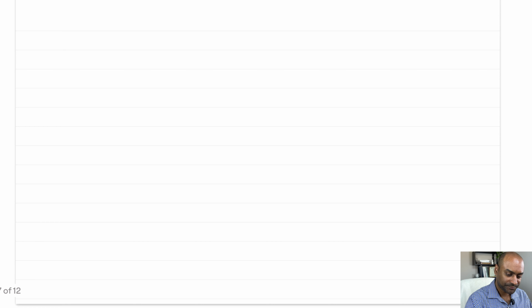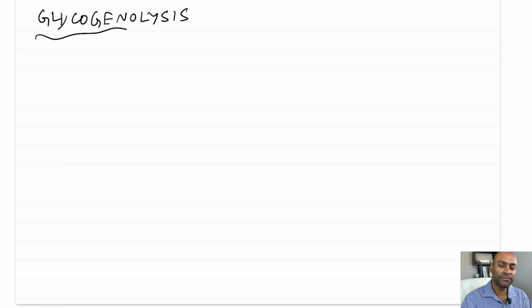Okay, so that makes sense. So now we have seen glycogen synthesis and we have seen glycogen breakdown. So the question is, how are these enzymes regulated? That's the next thing we will see, the regulation of glycogen breakdown and glycogen synthesis. So first we look at glycogen breakdown. There are two forms of glycogen phosphorylase, phosphorylase A and phosphorylase B. Phosphorylase A is the active form, phosphorylase B is the inactive form. So we'll see what happens.